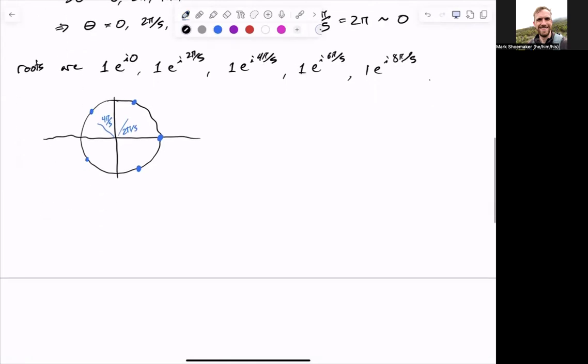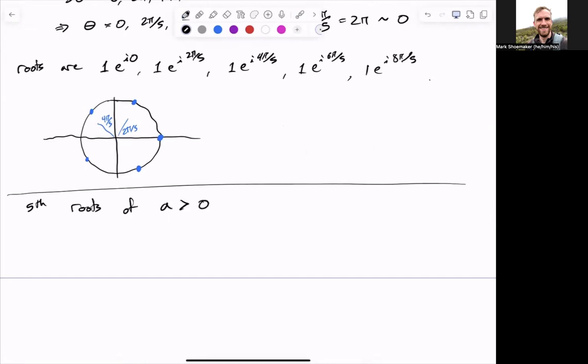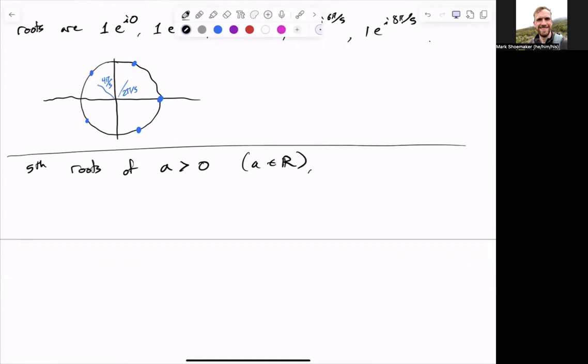And once you know how to find roots of unity, you can really find roots of any positive real number quite easily. So if you want, for instance, fifth roots of some number a, let's say a is greater than 0, and it's a real number, then, well, it has a real, positive real fifth root.